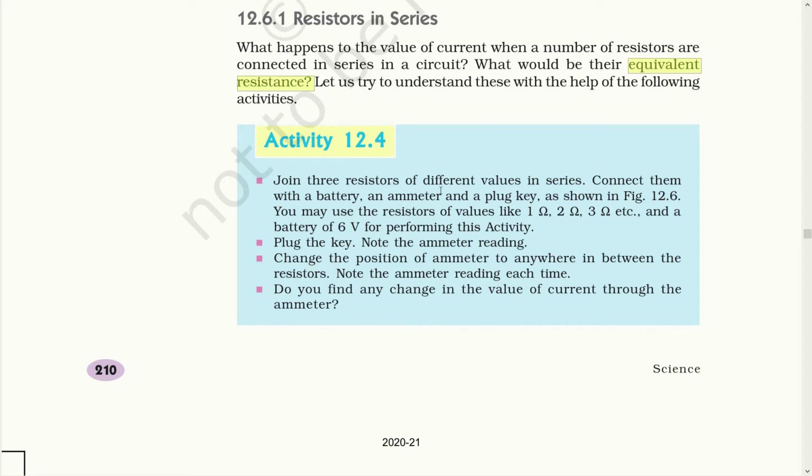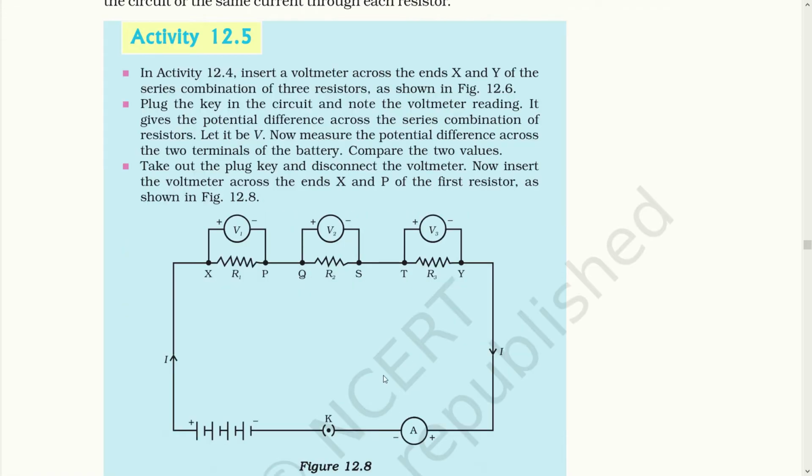Here in activity 12.4, you are given three different resistors with three different resistances. The first resistor has 1 ohm as the resistance, the second has 2 ohm, and the third resistor has 3 ohm. The battery connected to the circuit is of 6 volt. Then we have to construct a circuit just like this. Here you can see resistor 1 is connected with its own voltmeter. Resistor 2 is also connected with its own voltmeter. So there are 3 voltmeters to find the voltage distributed across each resistor.